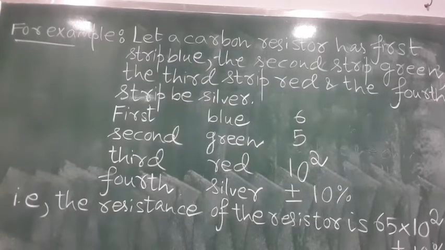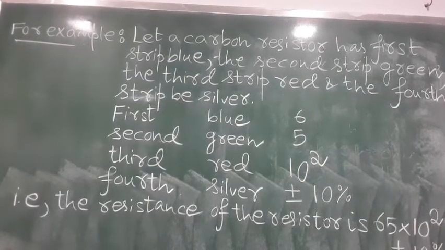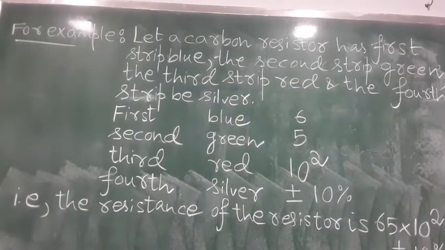Well students, I have given an example. Let a carbon resistor have first strip blue, the second strip green, the third strip red, and the fourth one be silver. Then first blue will be 6 from the table, second green will be 5, third red 10 to the power 2, and fourth silver will be plus minus 10%. That is, the resistance of the resistor is 65 into 10 to the power 2 plus minus 10%. Please copy this down.